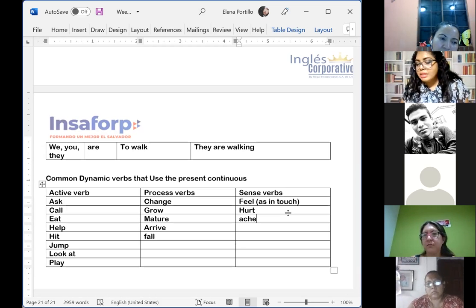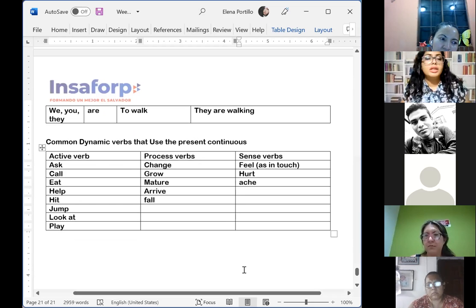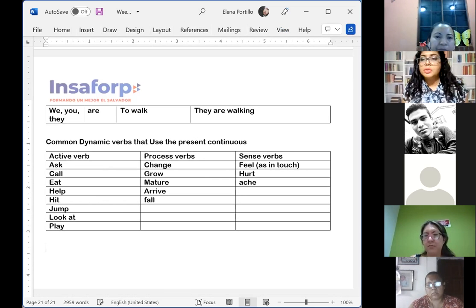So we have some examples of the common stative verbs that we do not use in the present continuous, because we know that we can use this kind of verbs with this structure.